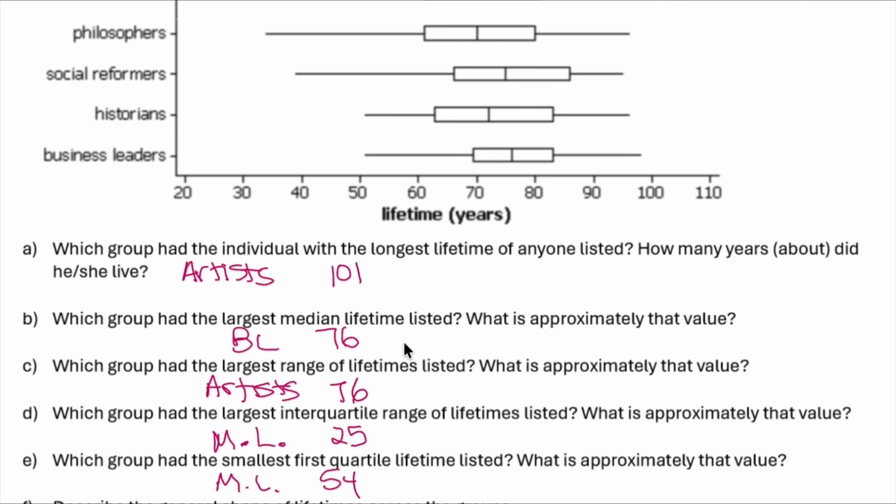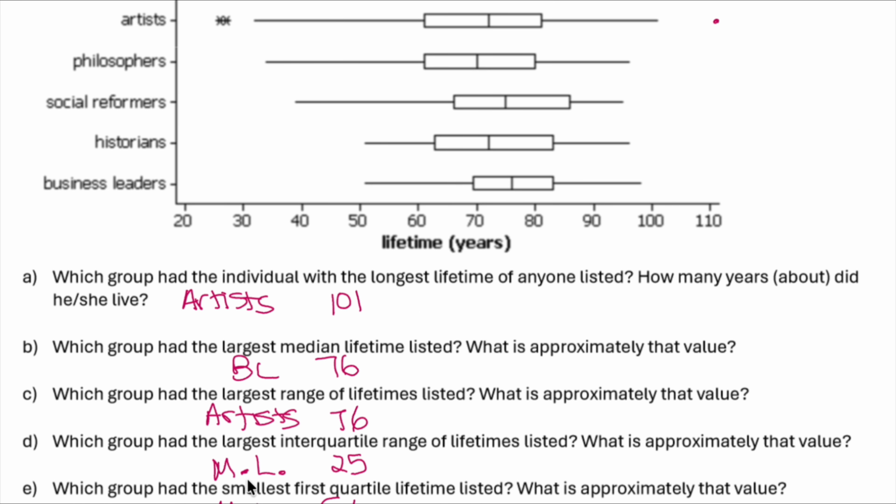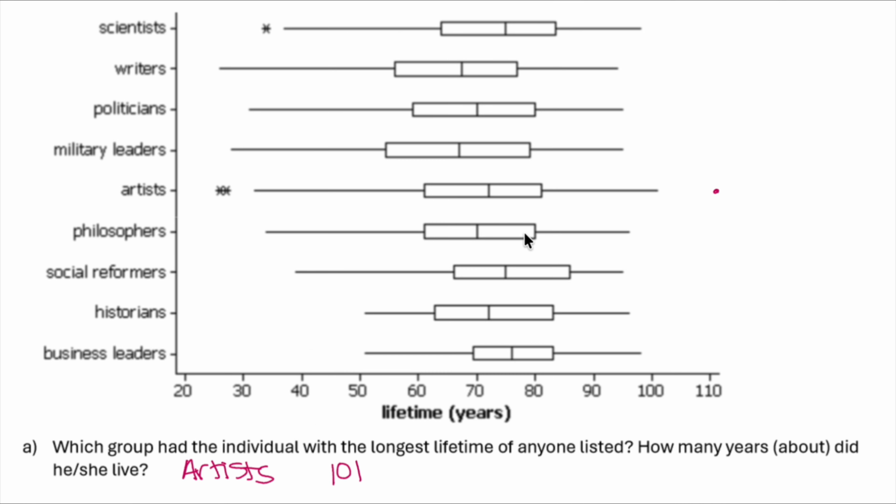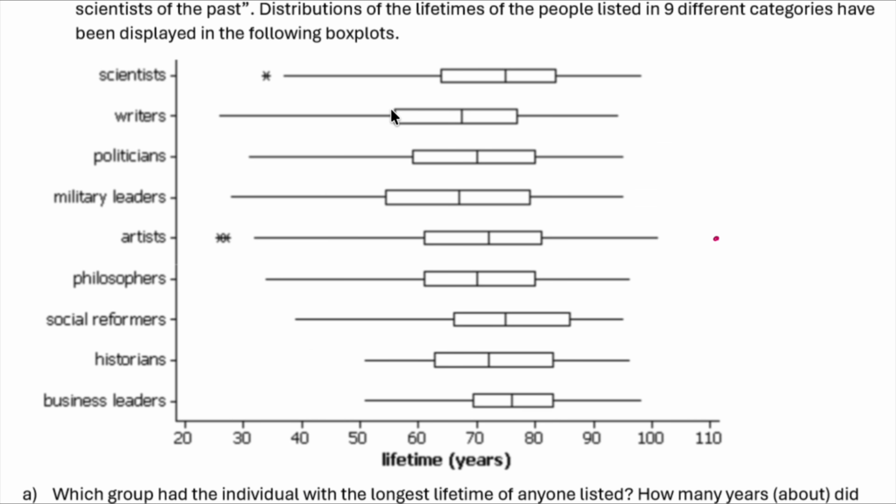Okay, so part E. Which group had the smallest first quartile lifetime listed? What is approximately that value? So the smallest first quartile, which is Q1, right? So Q1 is going to be the left end of the box, and it's the military leaders again, because they have the lowest Q1 in here.